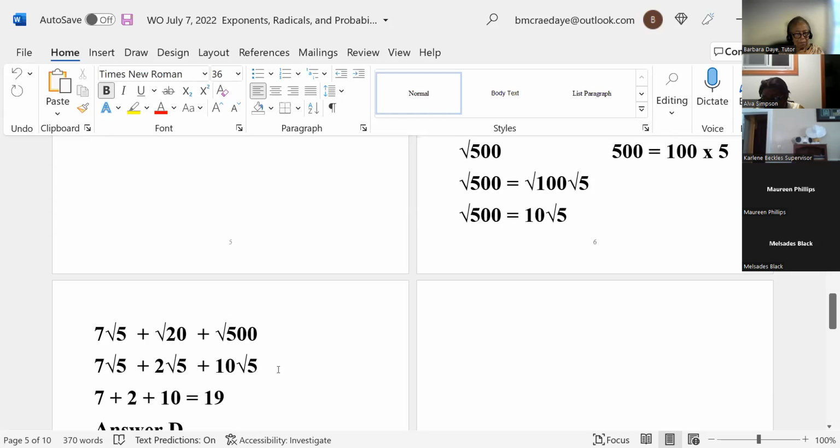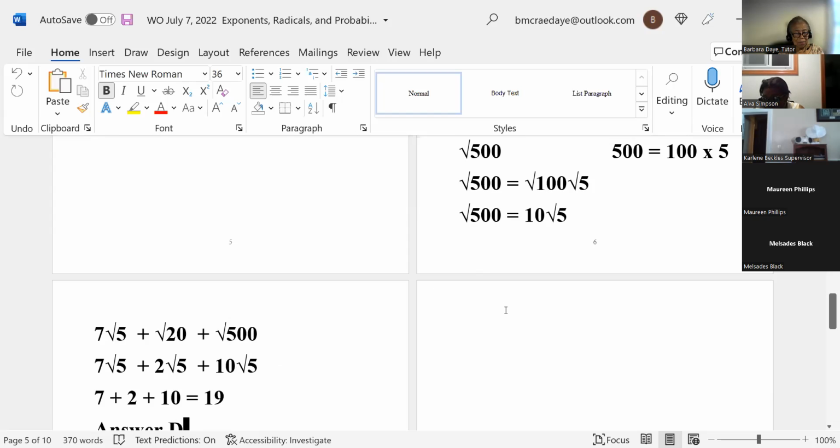Hold on. So the square root of 100 became 10, right here. You see that? Yes, I see it. Okay, so that's 10 times the square root of 5. And the square root of 20 was the square root of 4 times the square root of 5, which became 2 times the square root of 5. So you understand how we're getting the coefficients?